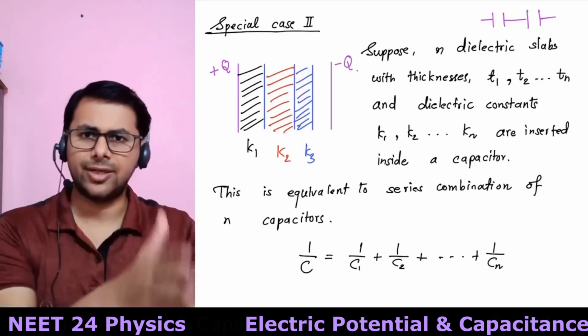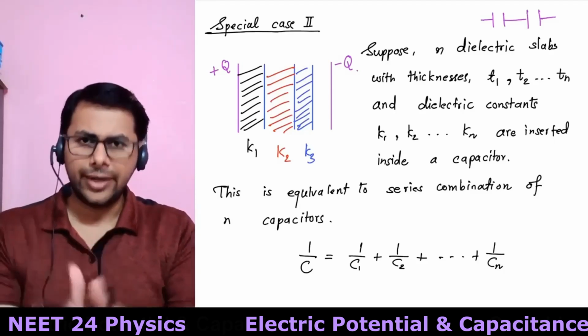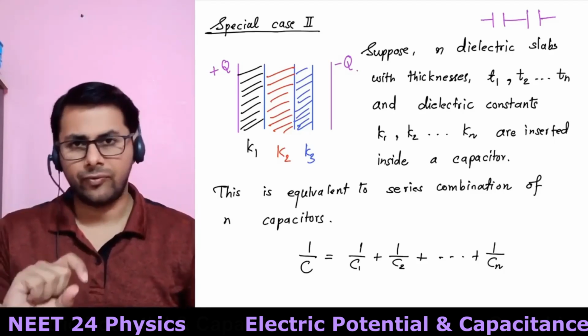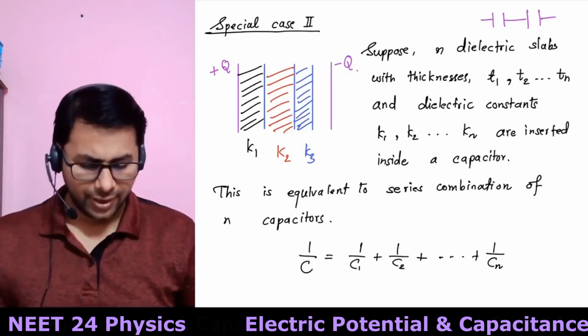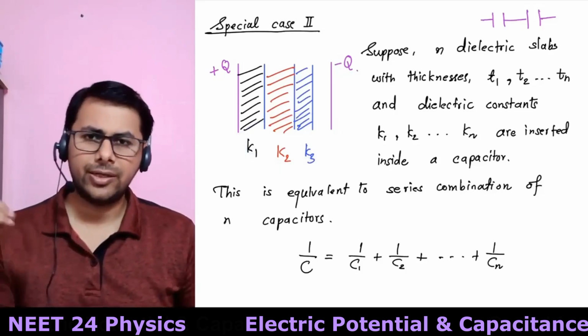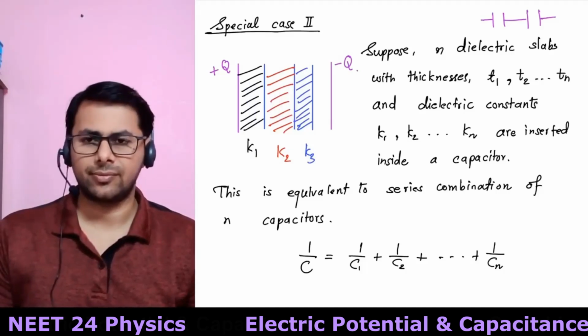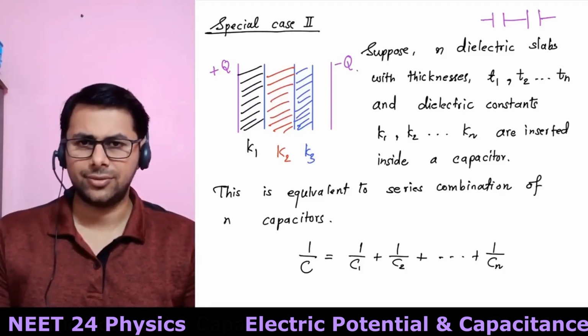So now n slabs are inserted in between the two plates of the capacitor. It's like you have n capacitors having various dielectrics, right? So what will be the total capacitance of this thing? It will be just the series combination of all these capacitors. Is this thing clear? Yes, no?